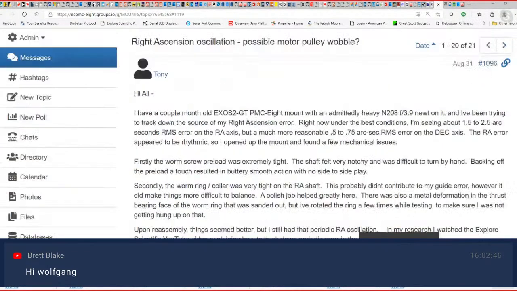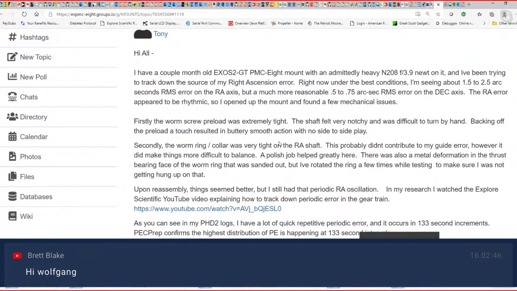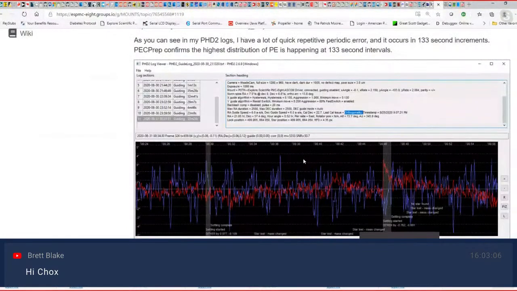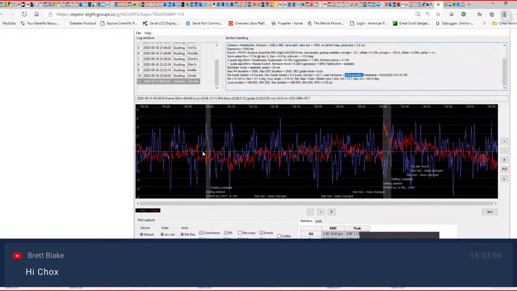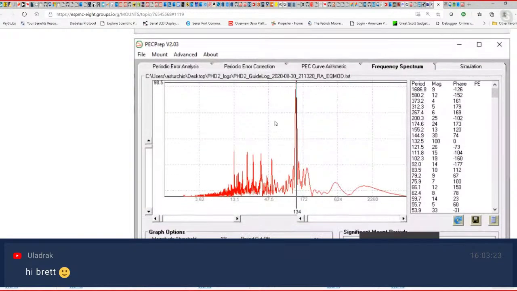Just to make it easier to read. He watched our video when I did the analysis on the PHD guide log, and he noticed that this is his log that he recorded, and he noticed this oscillation. You can see it here in the blue trace. So he used PEC Prep to do the analysis, and the 133.33 second peak reared its ugly head.